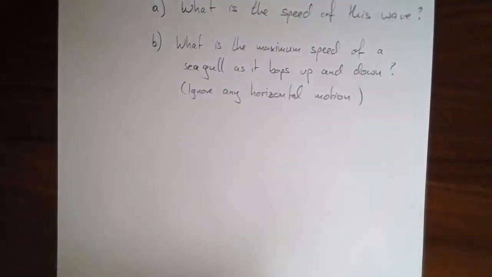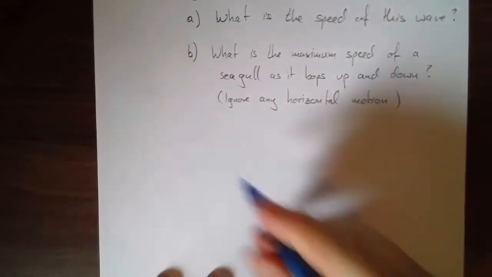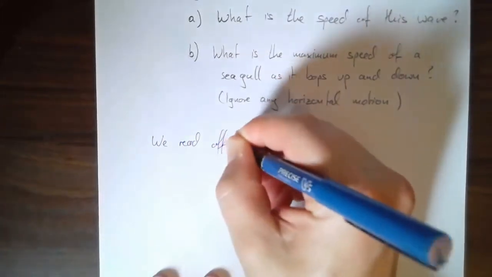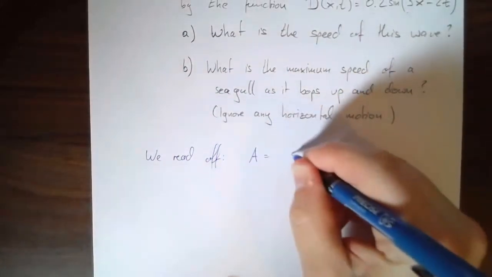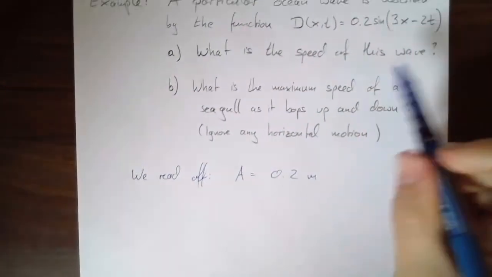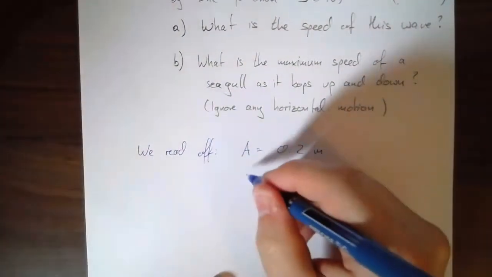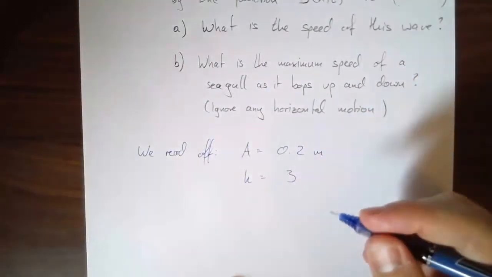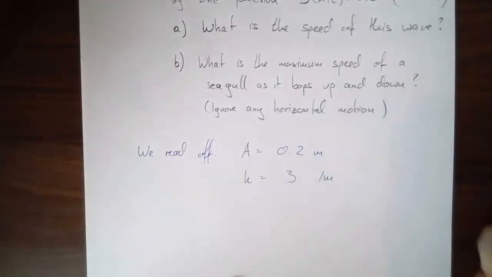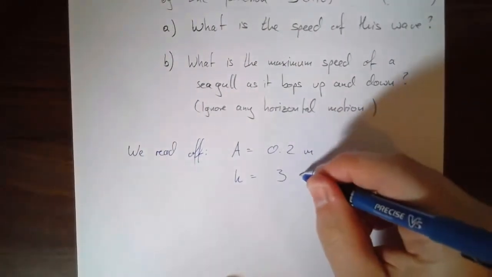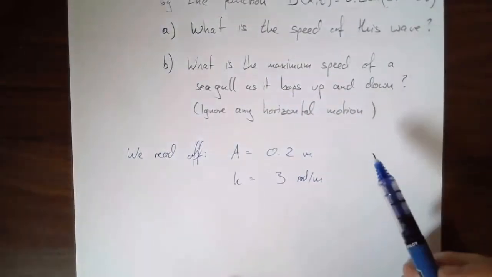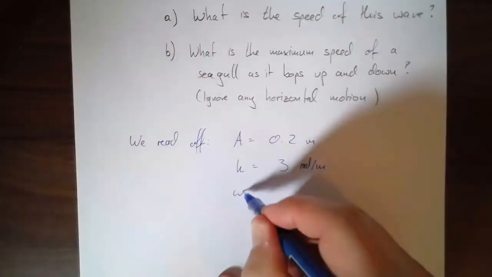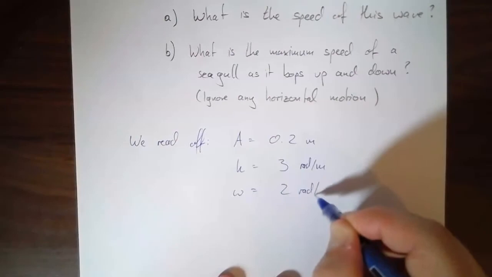Well, let's figure that out. So we read off A is 0.2, and I'm going to assume it's standard units. k is equal to 3. The units technically are per meter, or radians per meter. And then finally, I read off that omega is 2 radians per second.